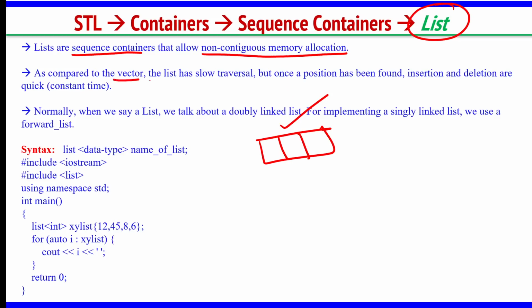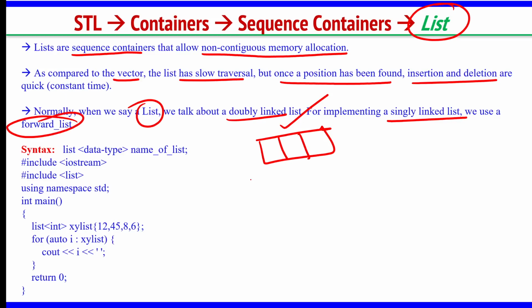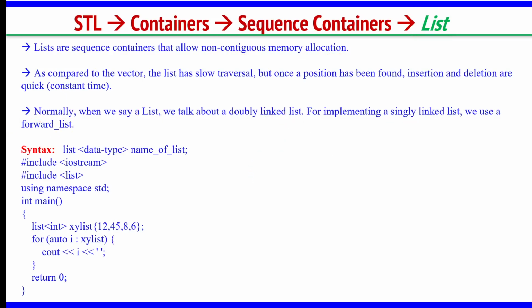As compared to the vector, list has slow traversal, but once a position has been found, inserting and deleting are very easy in the double linked list. So, when we say list in STL, it is double linked list. When you want to implement a single linked list, it is forward list. So, in the container classes, we have 5: array, vector, deque, list, and forward list.